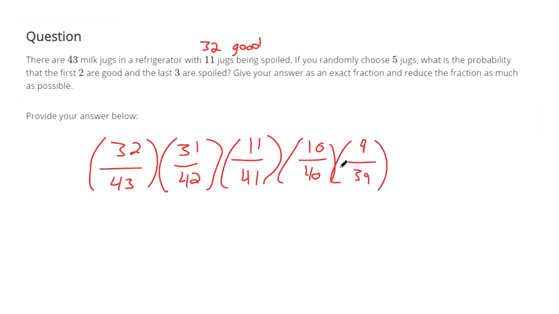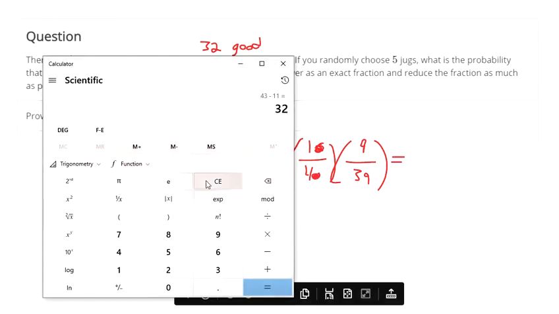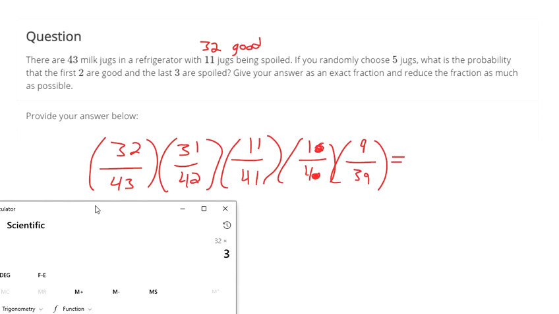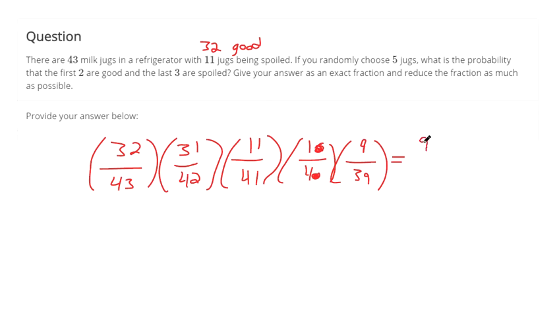Oh, man, they want this one as a fraction? That's nuts. That's crazy. I hate that. Look, we can simplify this. 10 out of 40, that's 1/4. Oh, I don't know. Like, this is huge. You'd have to sit there forever to think if you could reduce it. 32 times 31 times 11 times 9, that's 98,208.